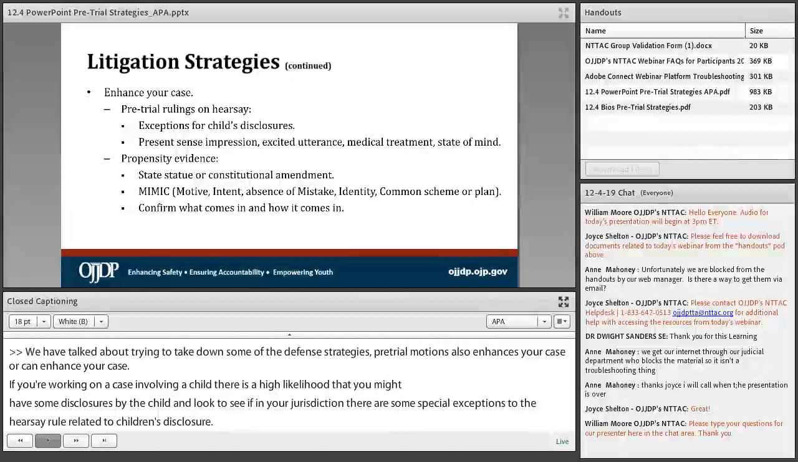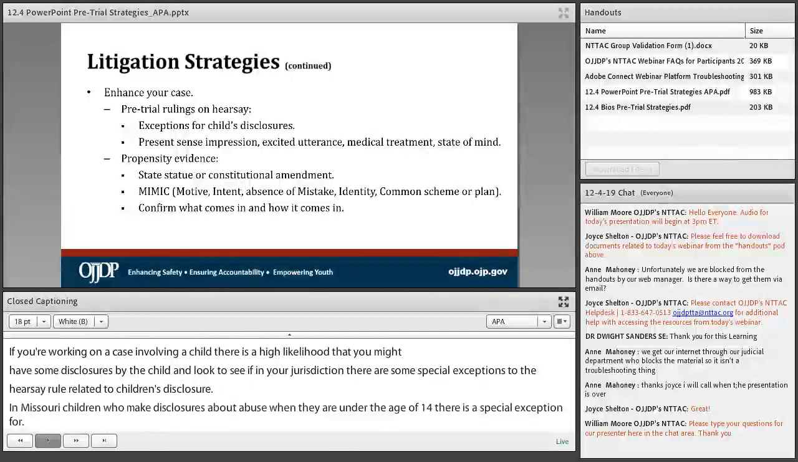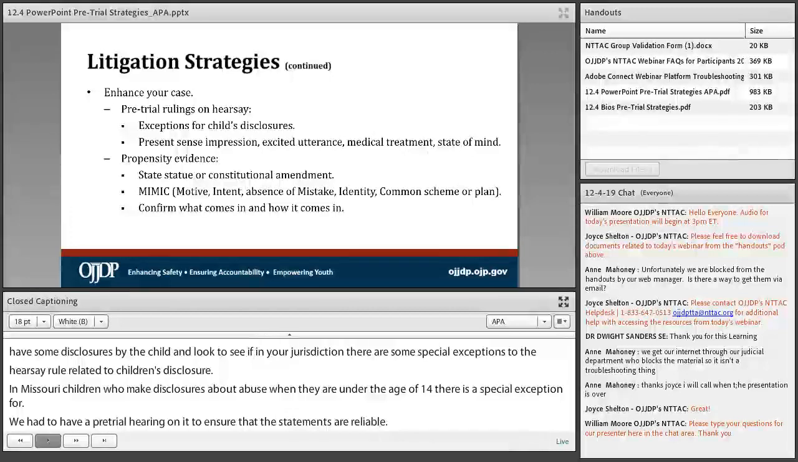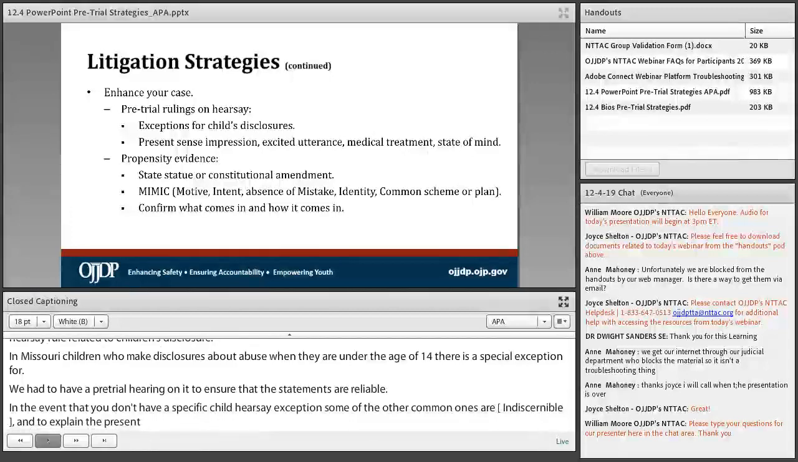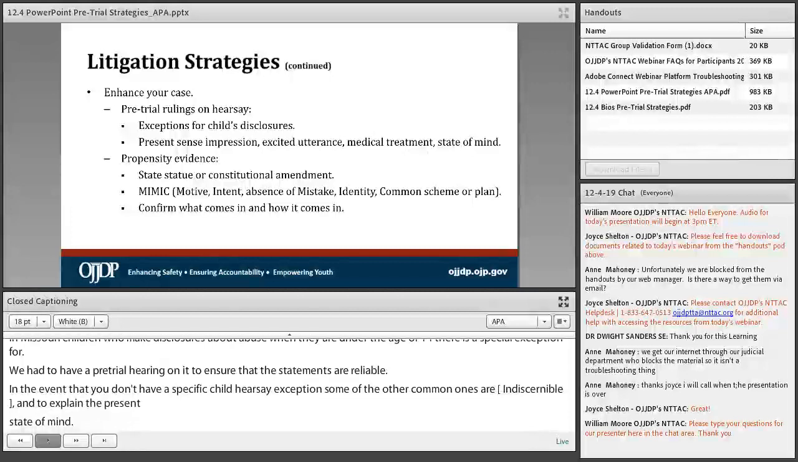In the event that you don't have a specific child hearsay exception, some of the other common ones are present sense impression, excited utterance, statements for the purpose of medical treatment, and statements to explain the present state of mind. Again, it's better to litigate those hearsay issues early because if you are successful, that might be a good tool in plea negotiations, or at least before you go into trial, you know that statement is going to come in and you can rely on that.